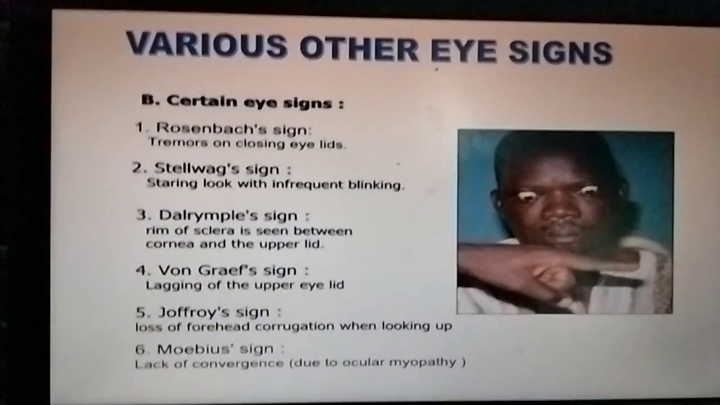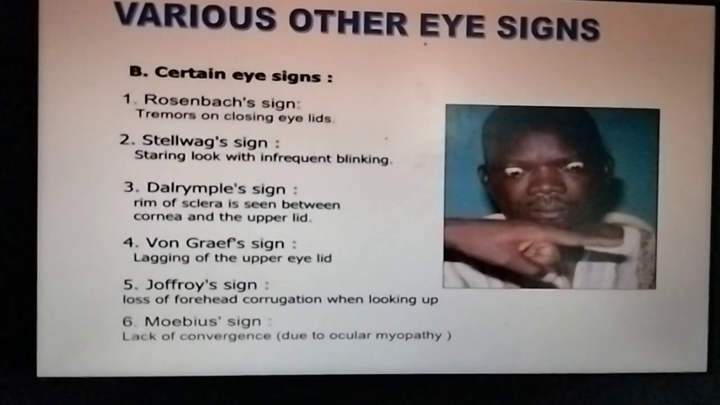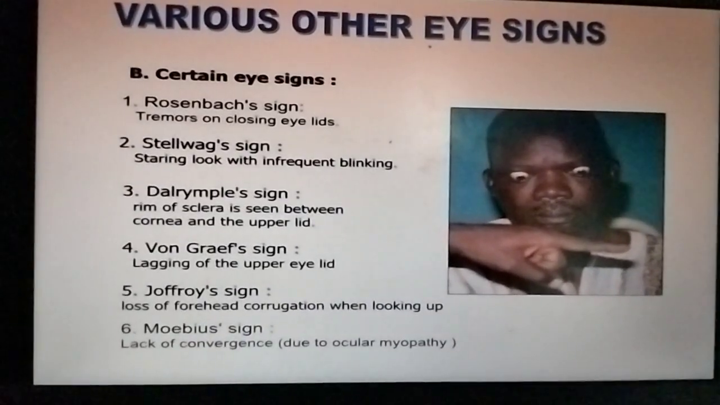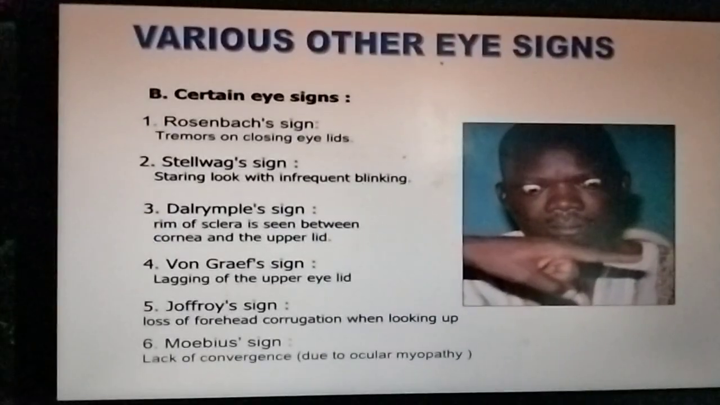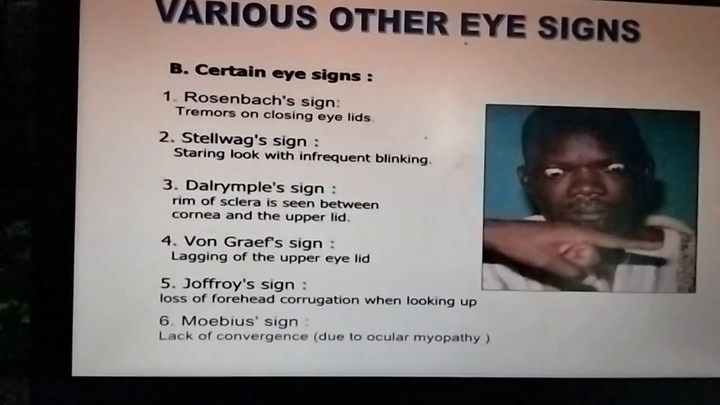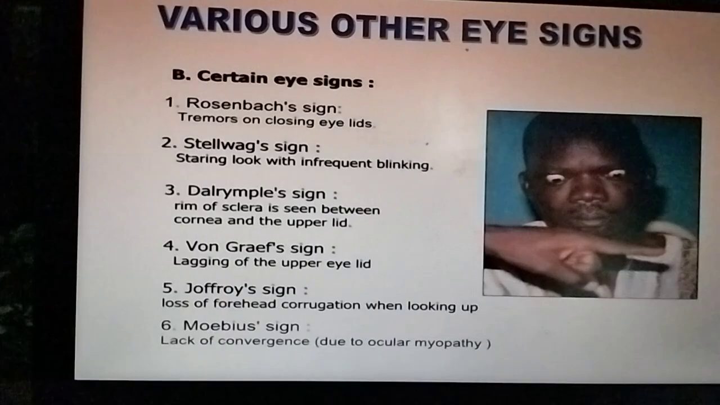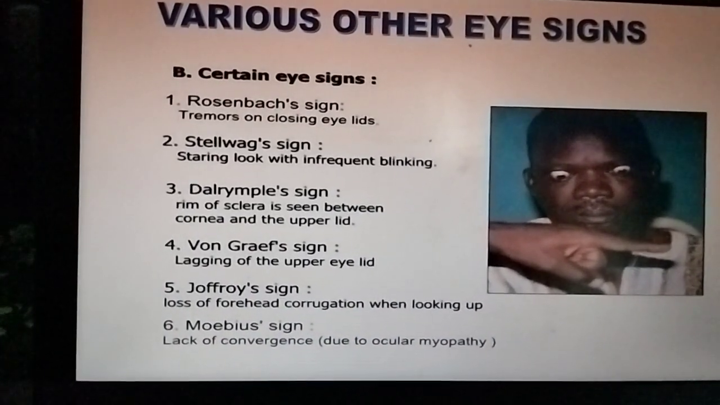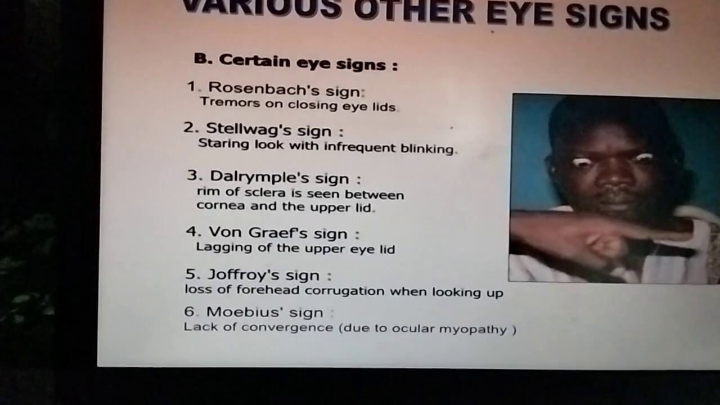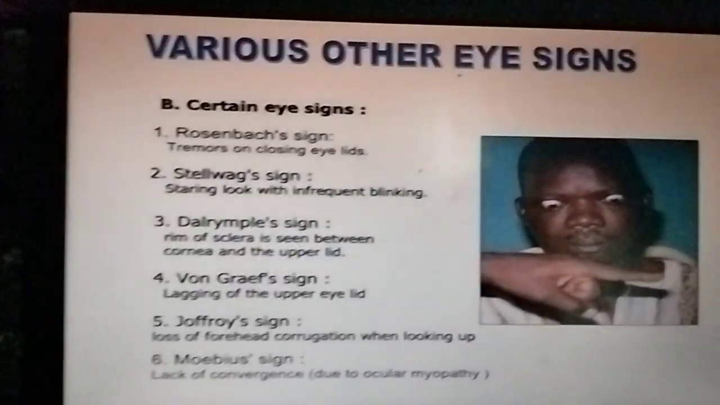And some various other eye signs also occur in thyrotoxicosis. They are usually von Graefe sign: when the patient is asked to look down, his upper eyelid fails to follow the rotation of the eyeball and thus lags behind. Another sign, Rosenbach sign, tremors on closing eyelids. Stellwag sign, staring look with infrequent blinking. And Joffroy's sign: when the patient is asked to look upwards with the head fixed, there will be absence of wrinkling on the forehead. And Mobius sign, lack of convergence due to ocular myopathy.